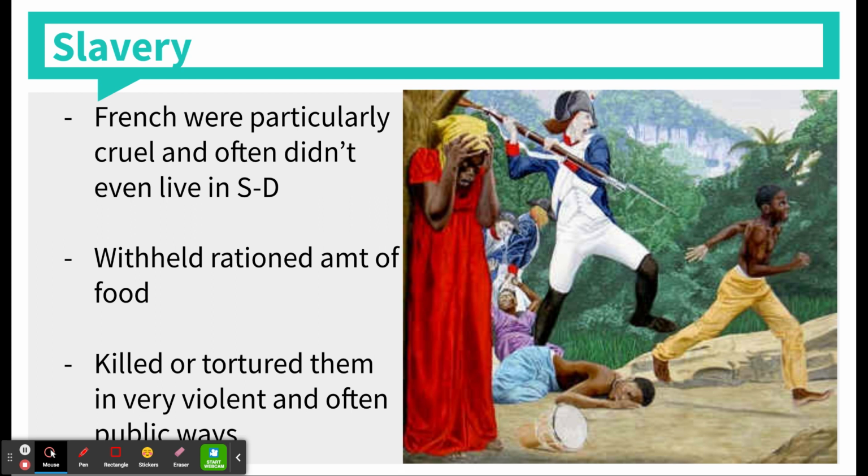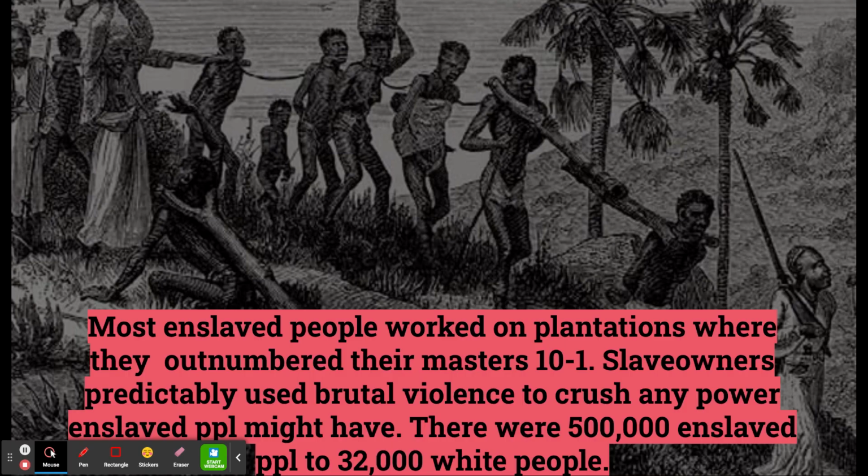So, as we saw from the pictures earlier, and you can see from this one to the right, the French were particularly cruel. They didn't care about the torture and the mistreatment of the people who lived there. They cared about making money. They withheld certain amounts of food. As you remember from the pictures, the people of Haiti were often killed and tortured in very terrible and public ways.